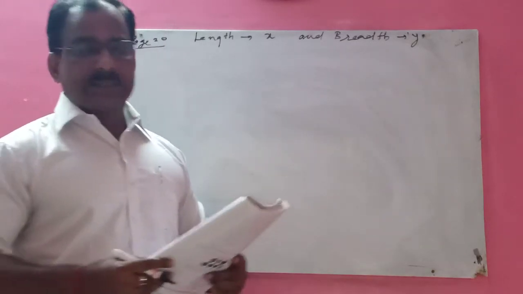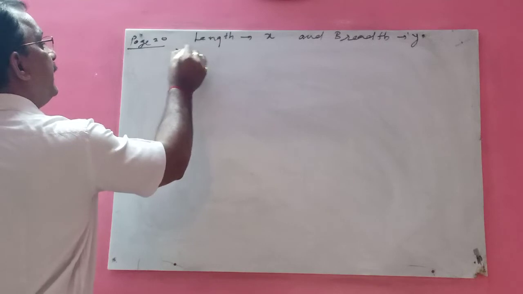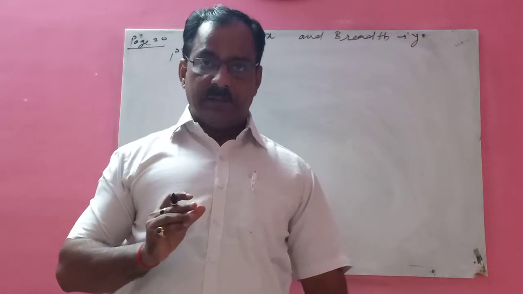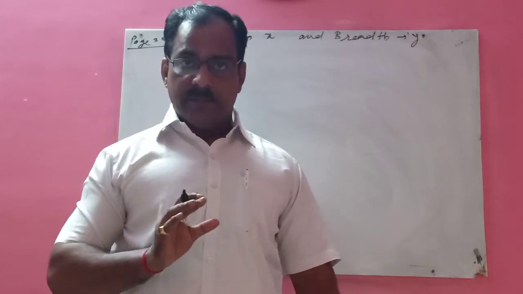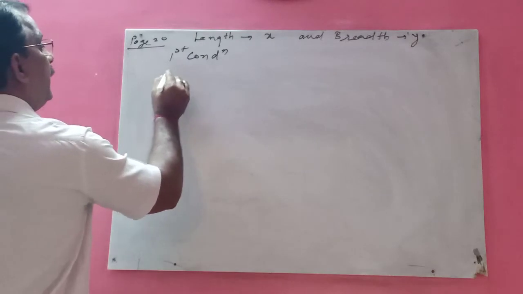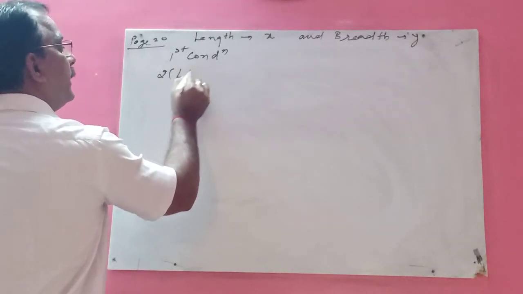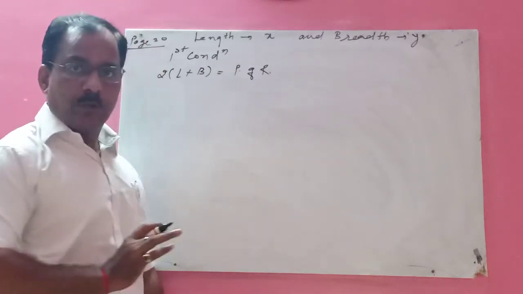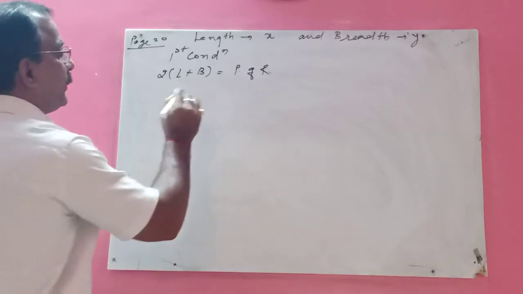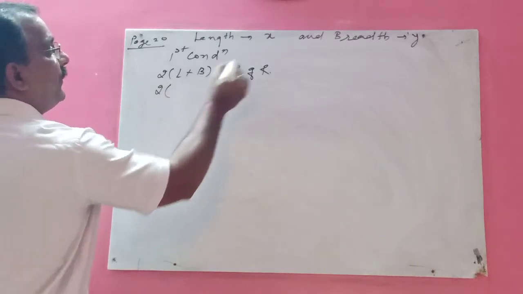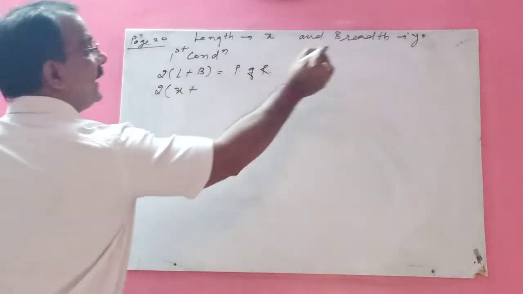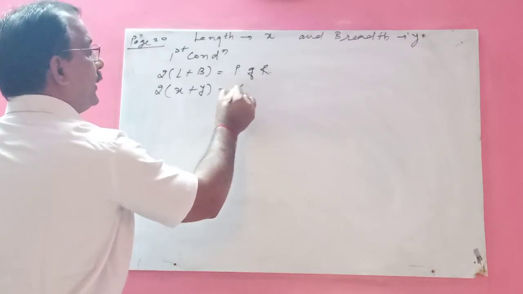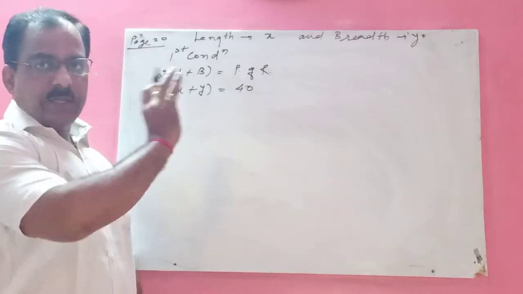Now, as per the first condition, the perimeter of the rectangle is given as 40. You know the formula for the perimeter of a rectangle: 2 times (length plus breadth). Length is x, breadth is y, so 2(x plus y) equals 40. This is your equation number 1.